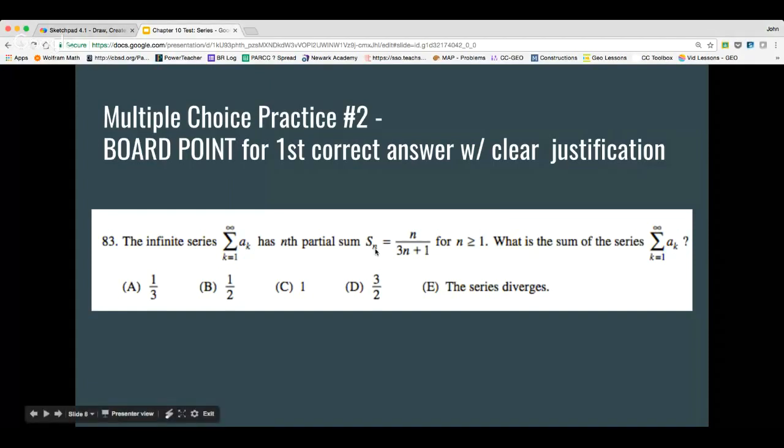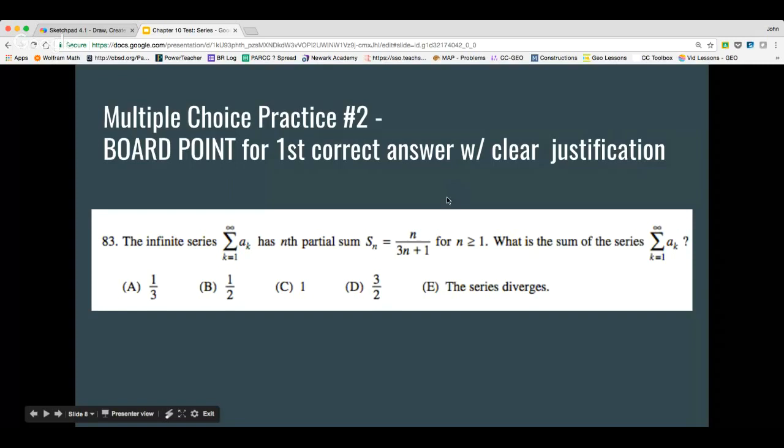But notice they're not giving you a formula for the nth term of the series itself. They're not giving you a formula for the series. We don't know what this a sub k represents, but they are telling us about the partial sums. This is a technical point, but it's important. We learned back, I believe in 10.1, that the limit of the partial sums, whatever value that is heading towards, will be the sum of the series.